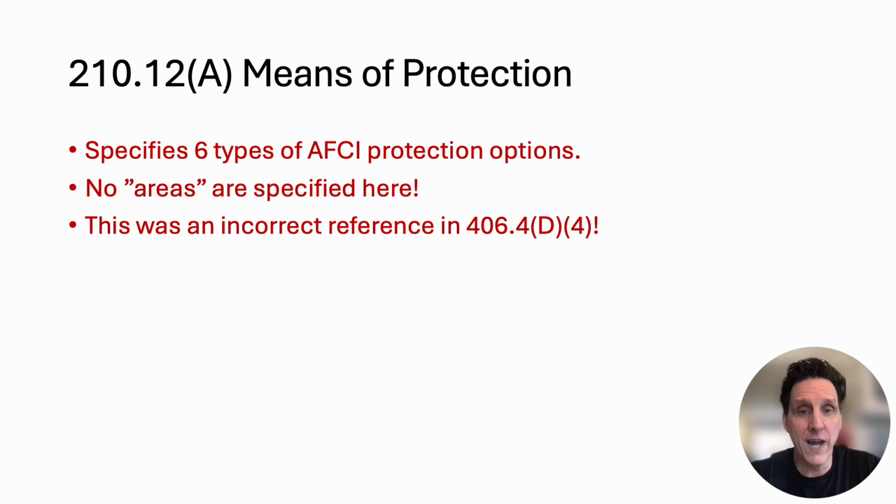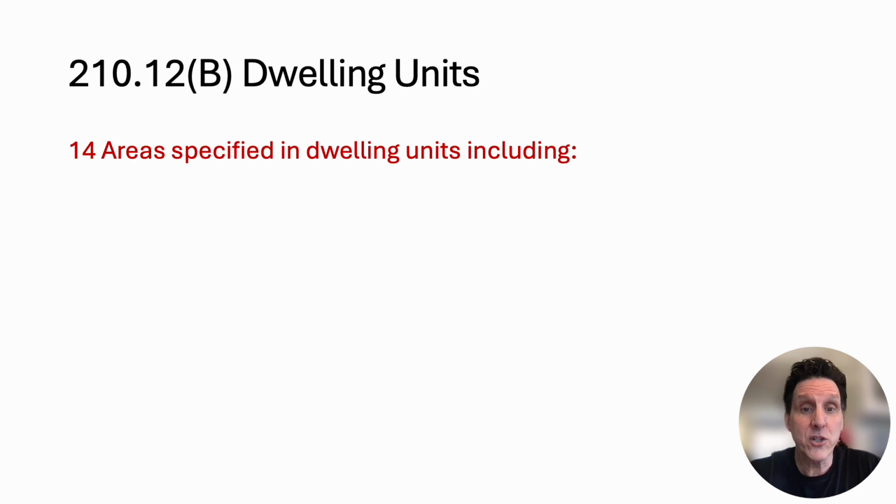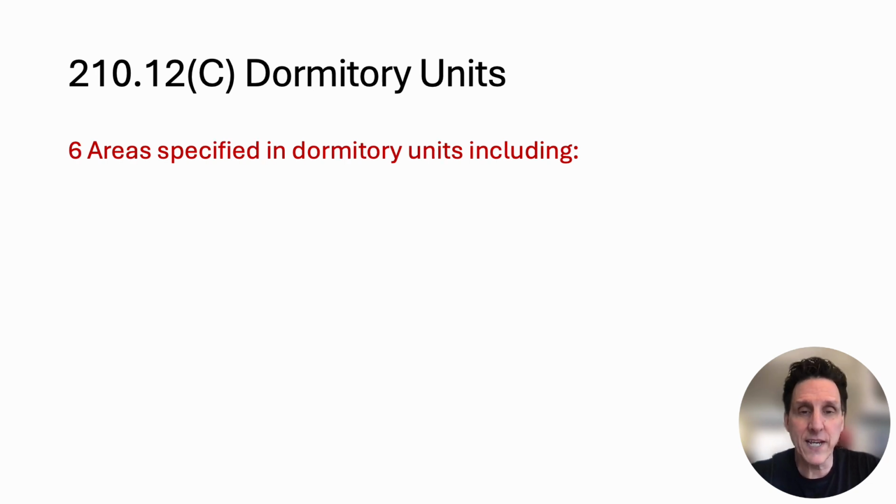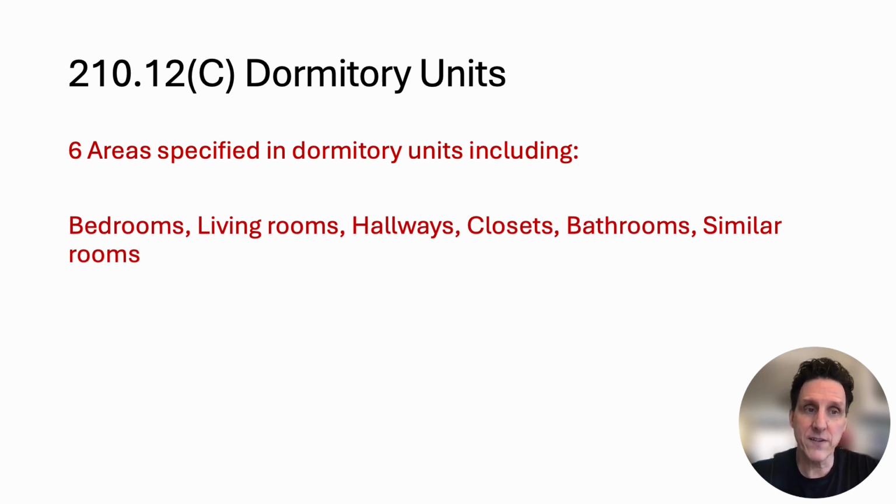Now, as far as 210.12b, these are the areas in dwelling units. And there are 14 areas specified in dwelling units, including all the areas you see up on the screen there. And of course, the catch-all is similar areas, right? Quote-unquote similar areas. So that's obviously going to have some different interpretations potentially. And then for dormitory units, 210.12c, there were 6 areas specified for dormitory units, including those areas on the screen. And again, that similar rooms catch-all phrase there.